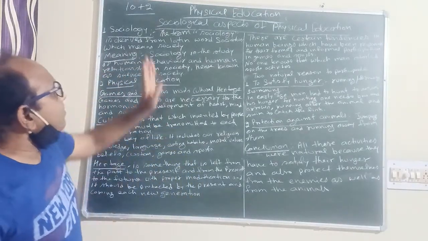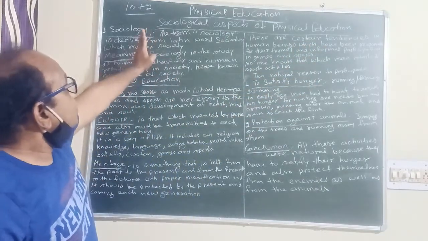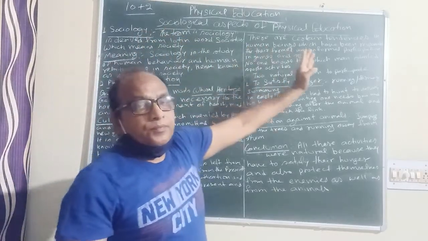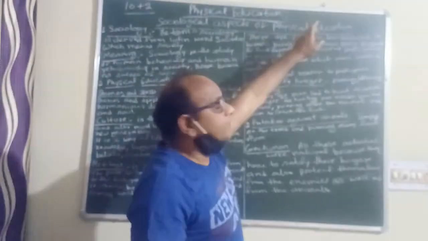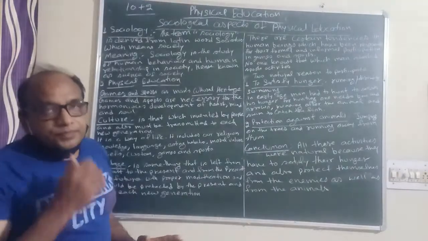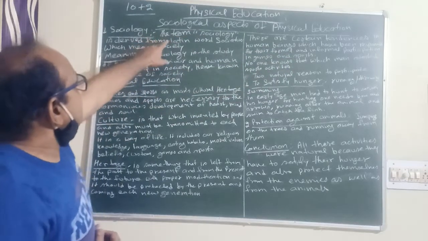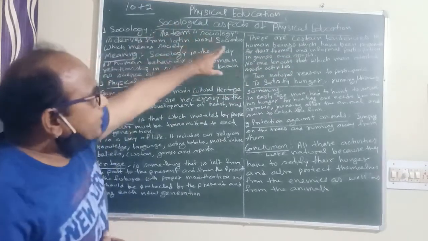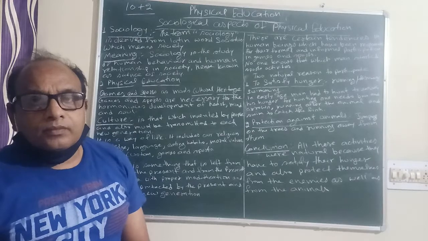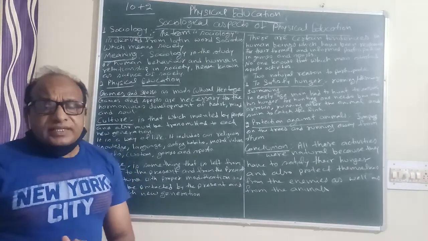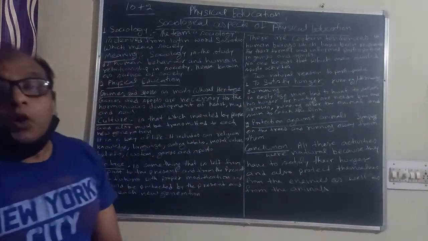Before we discuss anything more about it, we have to know the criteria to explain. Here is sociological aspects of physical education. What we have to do first? To make it easy, we have to explain sociology and physical education separately. Only then will the concept of this topic be more clear.